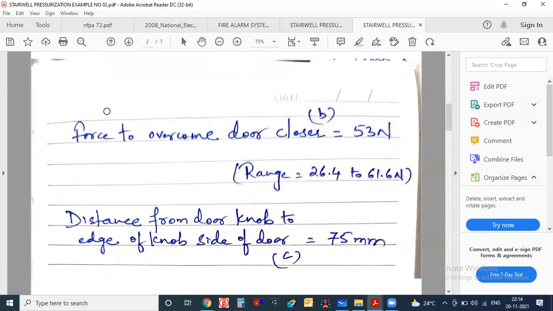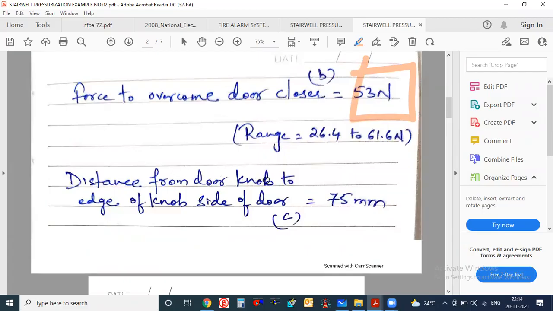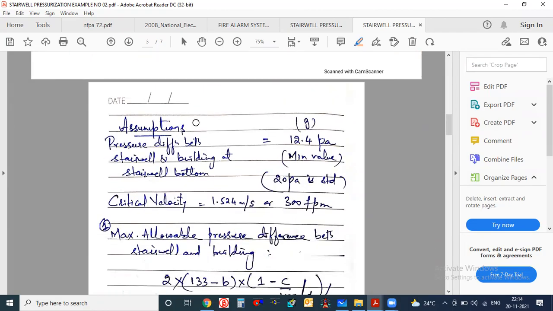Now here, first they have considered the force to overcome the door closer. Suppose you are using a door closer or door stopper, so that force is taken as 53 Newton. Distance from door knob to the edge of the knob side of the door is 75 mm, whatever door knob we are having. So they have taken the standard value of 75 mm, and then they are making the assumptions. Pressure difference between stairwell and business at stairwell bottom is 12.4 Pascal. 20 Pascal is the standard value.